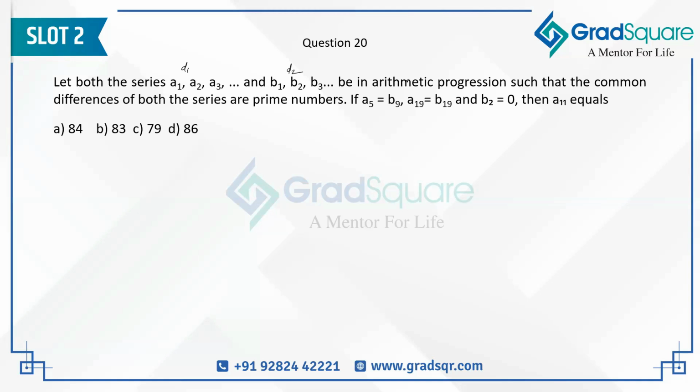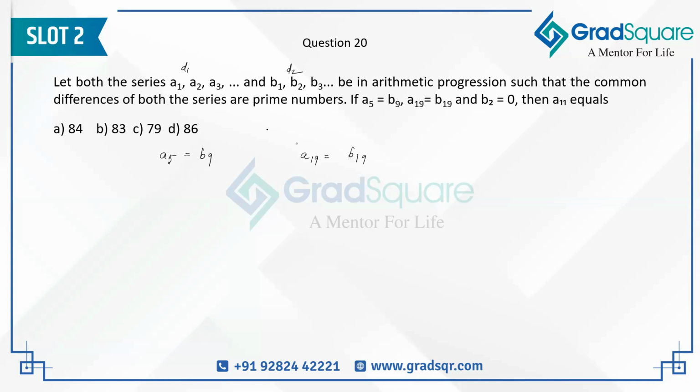Okay, such that the common differences between both the series are prime numbers. Okay, so D1 and D2 both have to be prime numbers. Now they're saying that A5 is equal to B9. And they're also telling me that A of 19 is equal to B of 19.